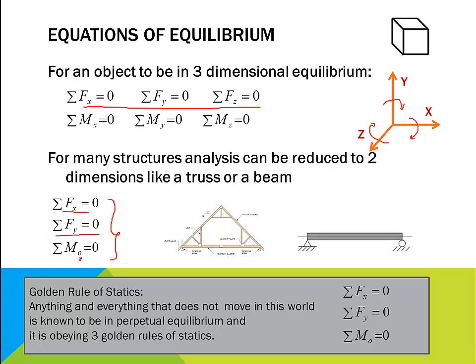So the golden rule of statics says anything and everything that does not move in this world is known to be in perpetual equilibrium and is obeying three golden rules of statics: summation of Fx equals 0, summation of force in the y direction equals 0, and summation of all the moments in the z direction should be equal to 0.